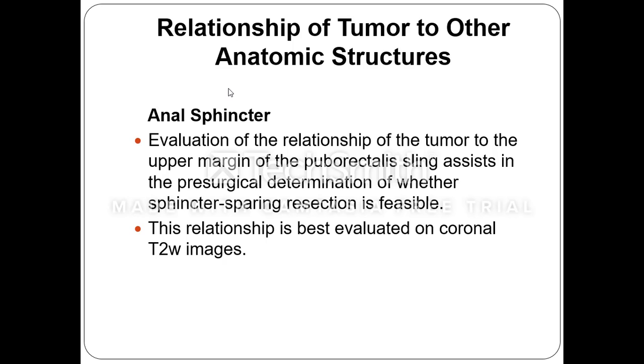Relationship of the tumor to anal sphincter complex. This is particularly important in case of low rectal carcinomas. This is best evaluated on coronal T2 weighted images. The upper margin of the puborectalis sling assists in the pre-surgical determination whether sphincter sparing resection is feasible or not.